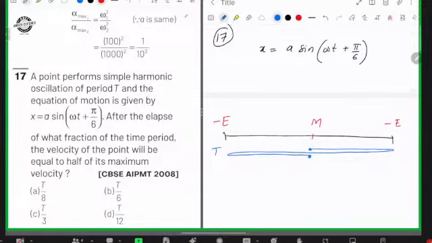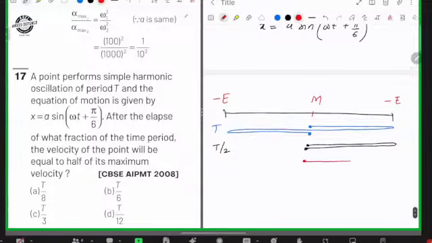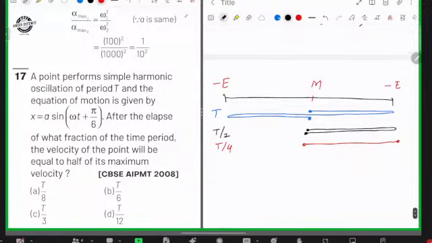Correct? Now, if it is taking half the oscillation, it would take T by 2 time. And if it is performing 1/4 of oscillation, tell me what time it would take? It would take T by 4 time. And if it is going from this position to middle point of the mean and extreme position, this is the middle point of mean and extreme position. See, it would not take T by 8 second, it would take T by 6 second.